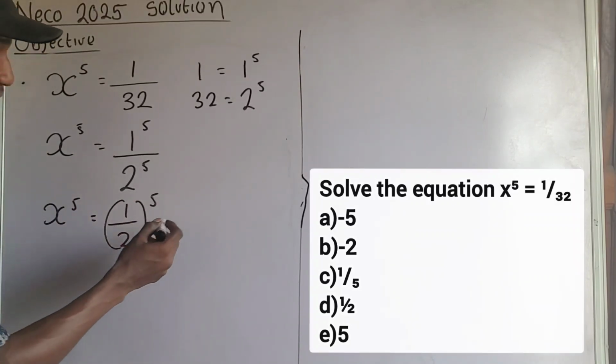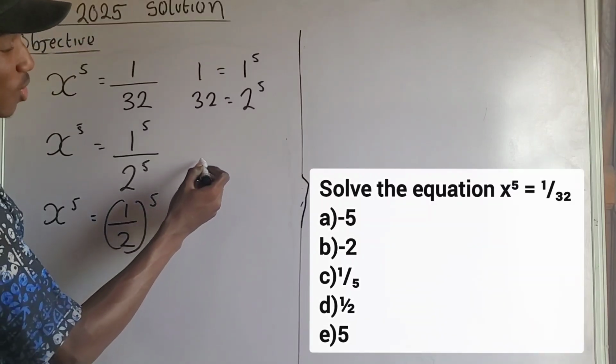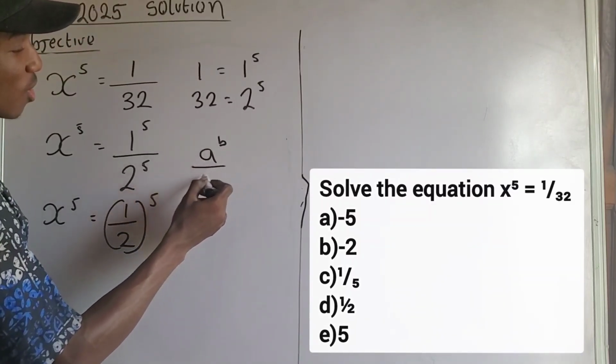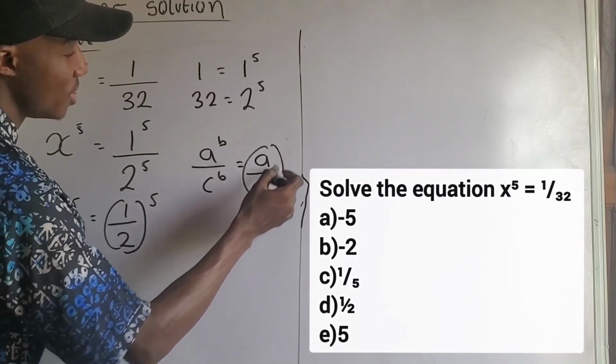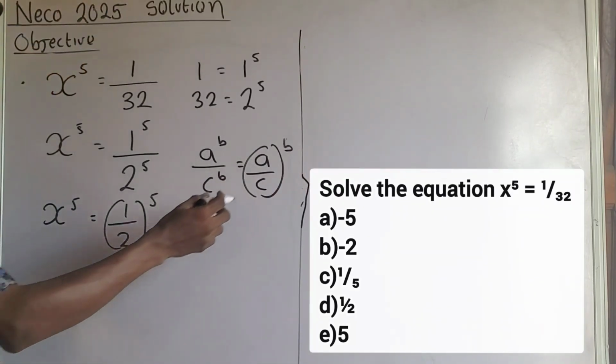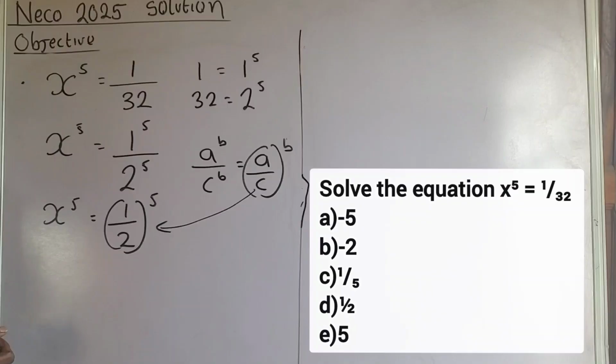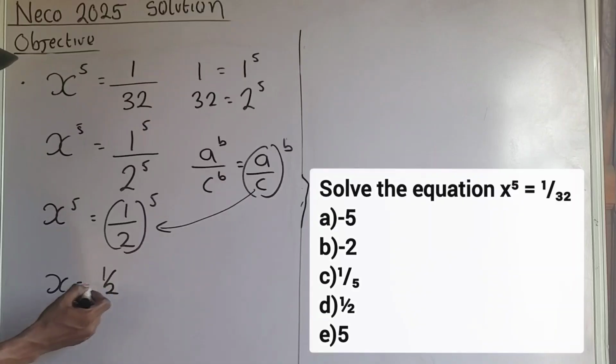Now listen to me carefully. According to the law of indices, a raised to the power of b all over c raised to the power of b can be written as a over c all raised to the power of b. So it is that law that I use here. With respect to what we have here, x will be equal to 1 over 2. So the correct option to that question is option D.